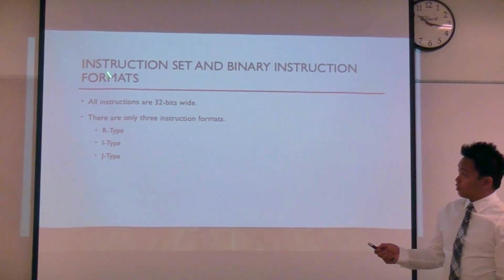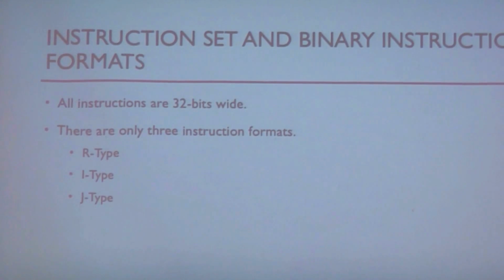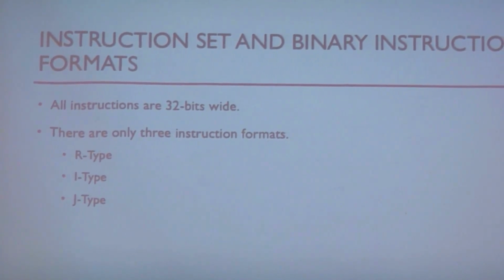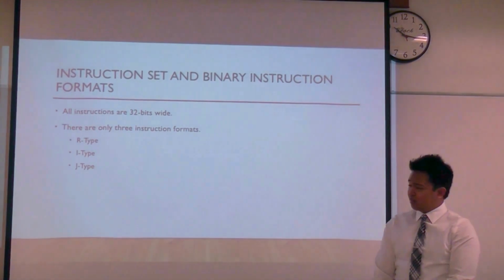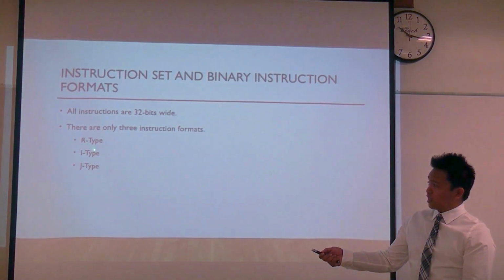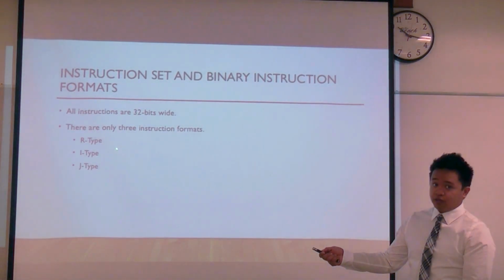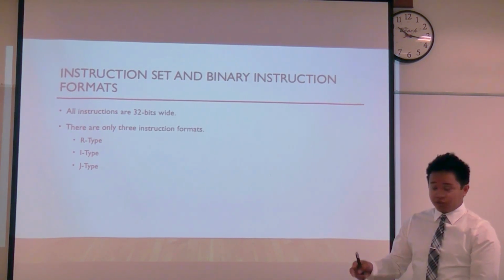So, as I said earlier, all instructions are 32 bits wide. We have 3 instruction formats. They are R-type, I-type, and J-type. R-type typically stands for the registers that we will be working on. I-type are the instructions that have immediate values, and J-type are the jumping instructions.